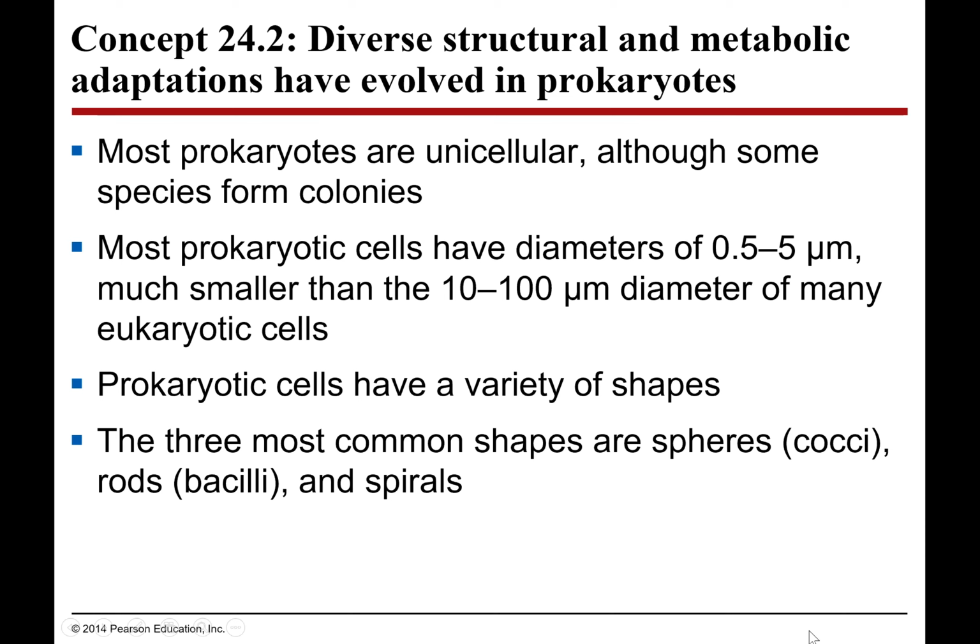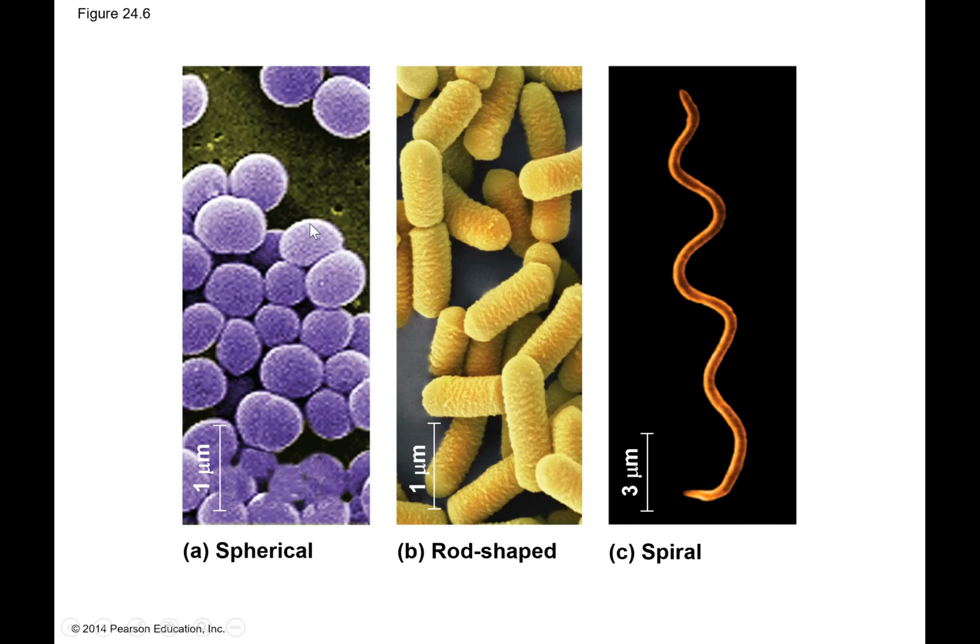So some of the shapes that are listed here at the bottom, spheres, rods, and spirals. So that looks like this. This is the spherical or the coccus-shaped bacteria. This is actually a picture of Staphylococcus aureus, which is the bacteria that is involved in a staph infection, or MRSA, if you ever heard of something like that. Streptococcus bacteria, they're not the ones in this picture, but they have the same shape.